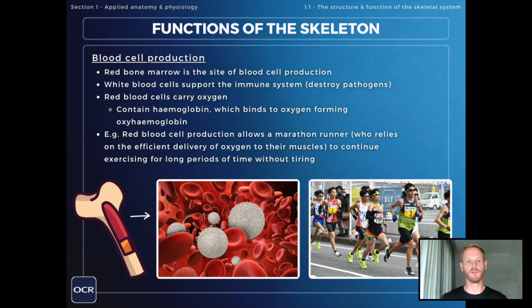Number 5 is blood cell production, and blood cells are produced in the bone marrow, specifically the red bone marrow. Now, white blood cells support the immune system by destroying pathogens like bacteria and viruses, and red blood cells carry oxygen. More specifically, they contain a protein called hemoglobin, which binds to oxygen, forming oxyhemoglobin. Applied to a sporting context, we could say that red blood cell production allows a marathon runner who relies on the efficient delivery of oxygen to their muscles to continue exercising for long periods of time without tiring.